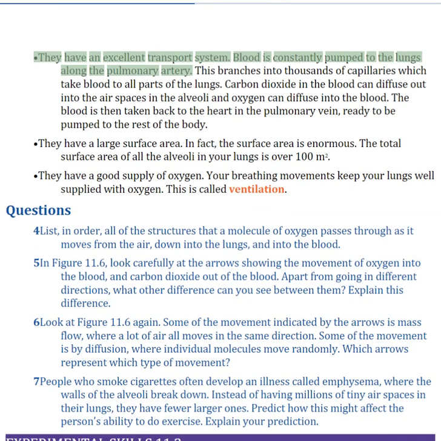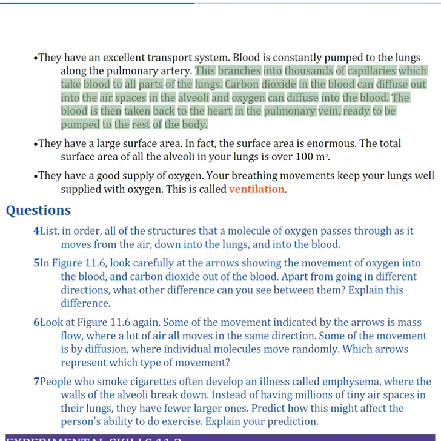They have an excellent transport system. Blood is constantly pumped to the lungs along the pulmonary artery. This branches into thousands of capillaries, which take blood to all parts of the lungs. Carbon dioxide in the blood can diffuse out into the air spaces in the alveoli, and oxygen can diffuse into the blood. The blood is then taken back to the heart in the pulmonary vein, ready to be pumped to the rest of the body.